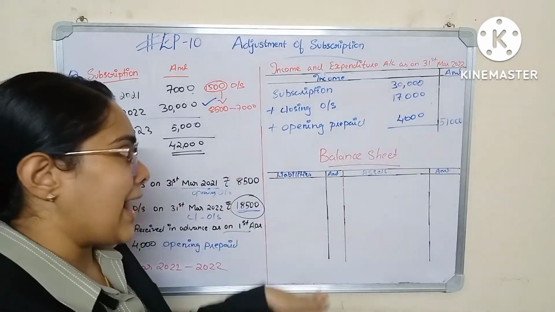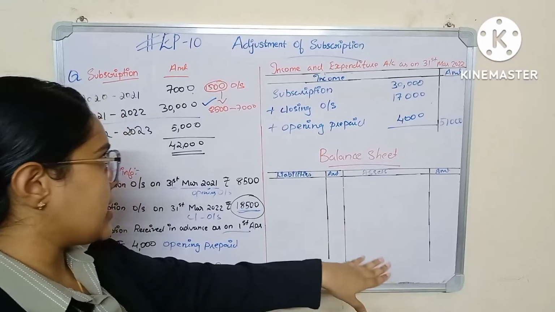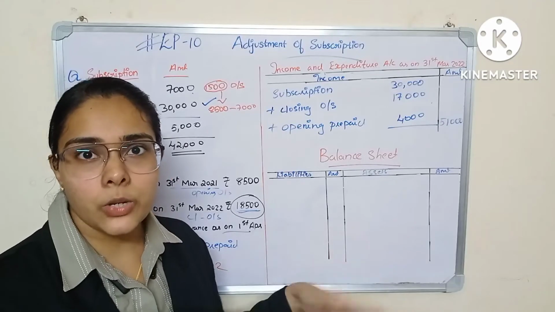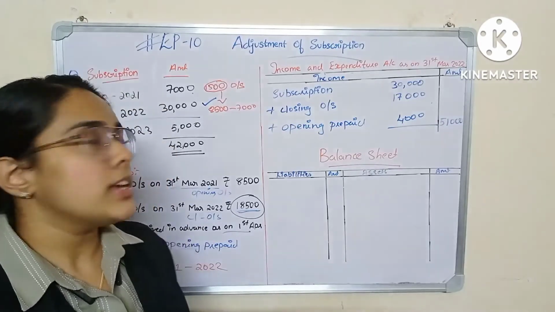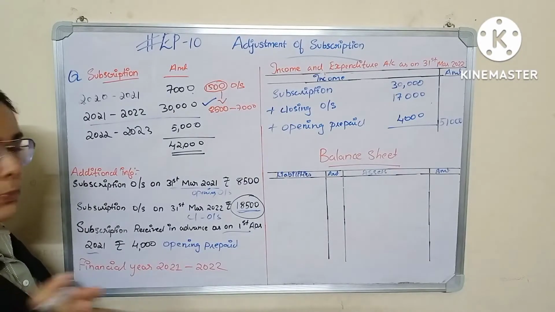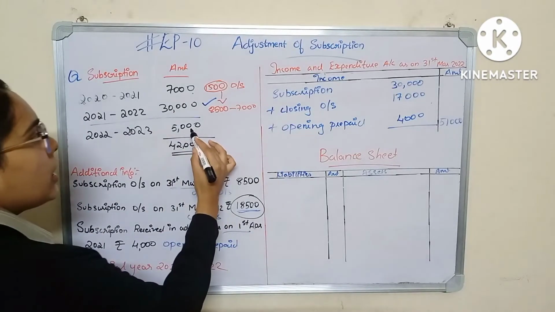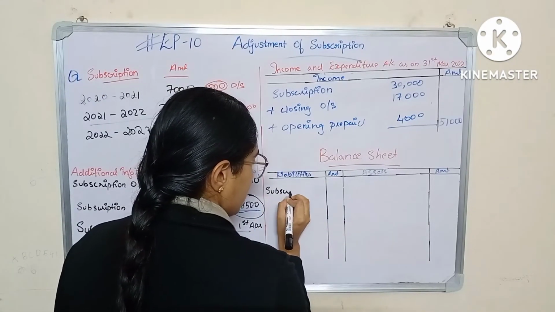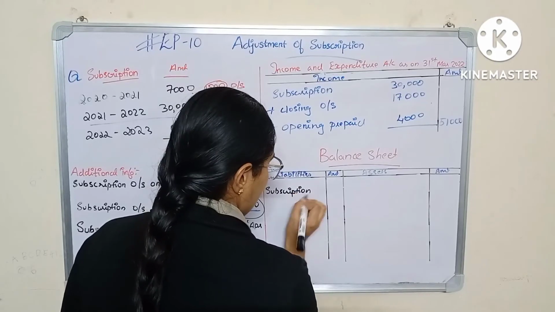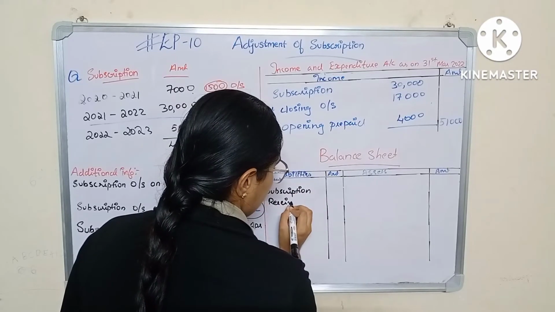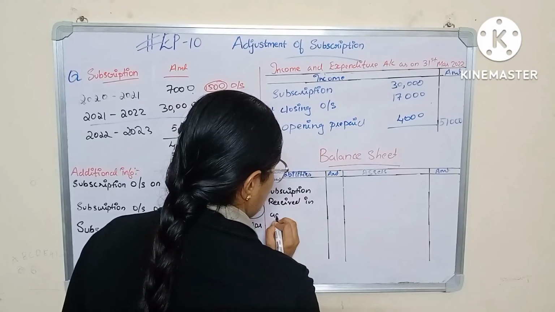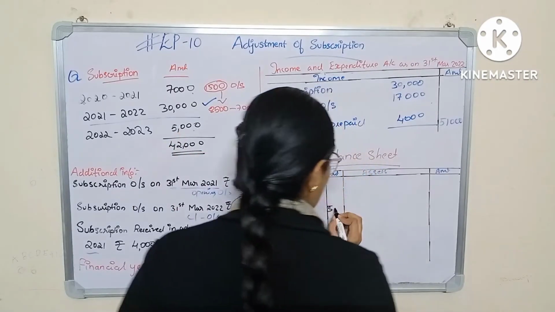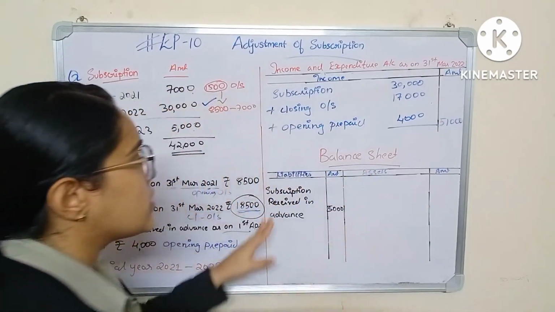Okay, so let us now do the balance sheet. So here you have the asset side and the liability side, and a subscription will appear both on the asset side and on the liability side. On the liability side, you have the subscription received in advance. Okay, subscription received in advance, that is closing prepaid, which is here closing prepaid 5,000. So you will write it here on the liability side, subscription received in advance. It is 5,000. So you will write it here 5,000. Okay. So this is about the liability side.